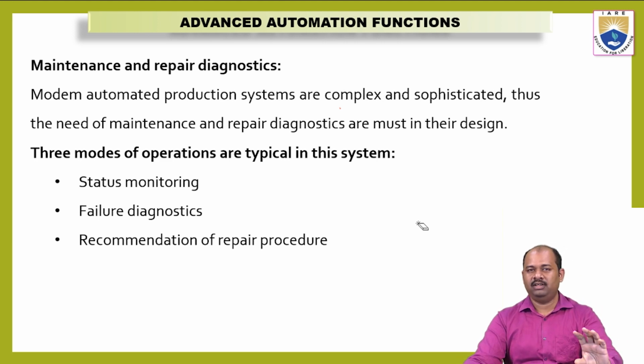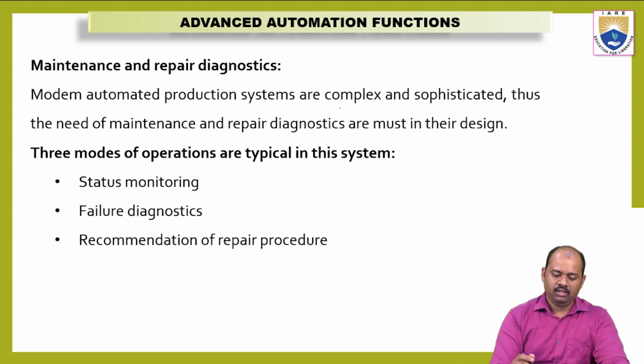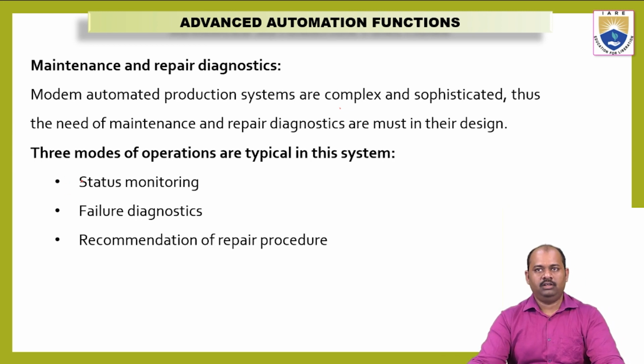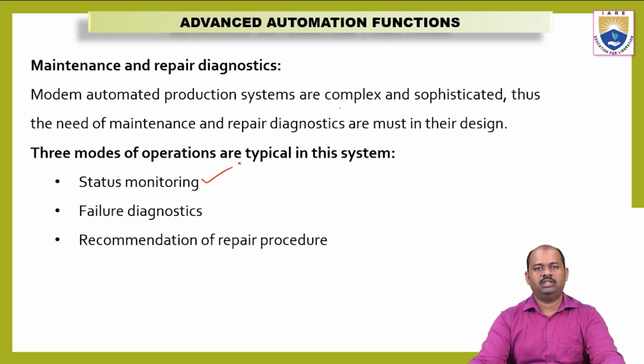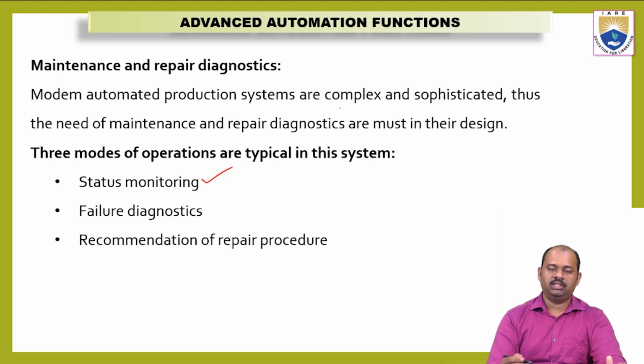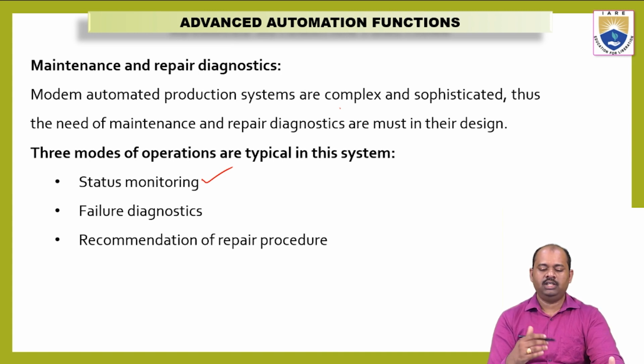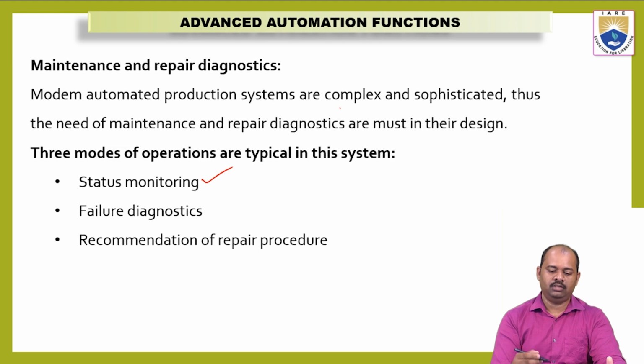So these are some of the advanced automation features. Now see here, three modes of operation are typical in the system. First one is status monitoring. Status monitoring means how the system is working. We should know whether the system is working at the rated RPM or not, whether it is working as per the instructions given by the user or not. These are the status monitoring reports, given by the system.